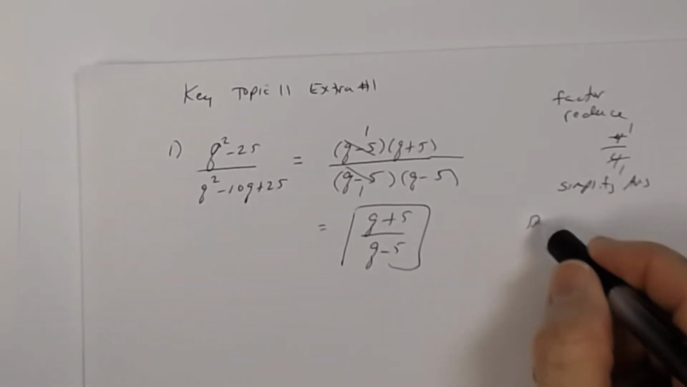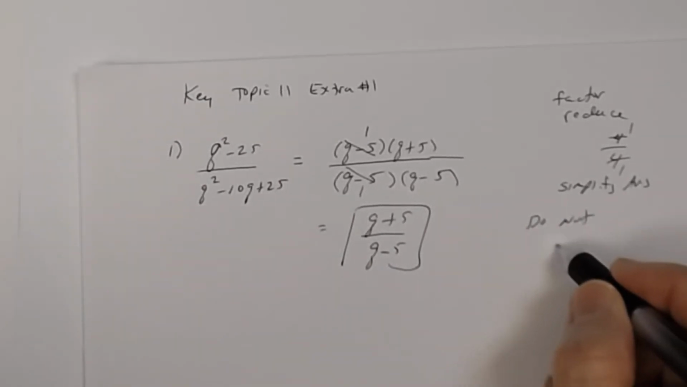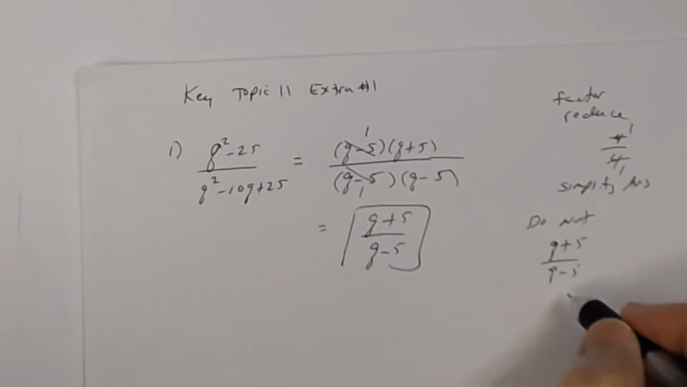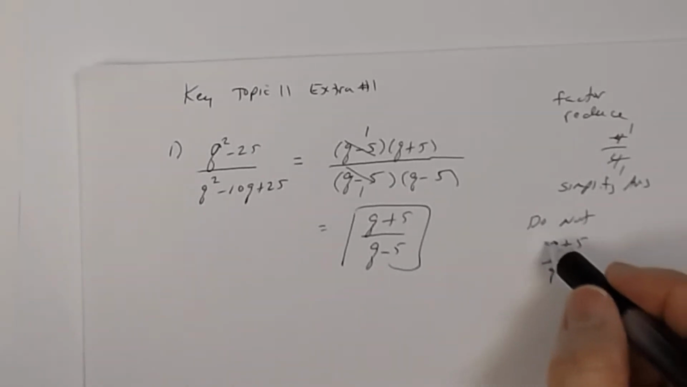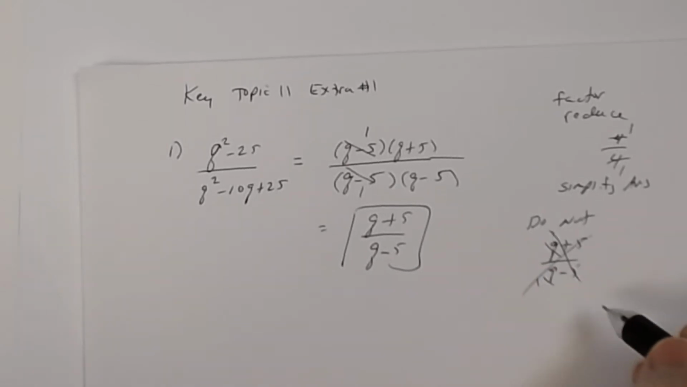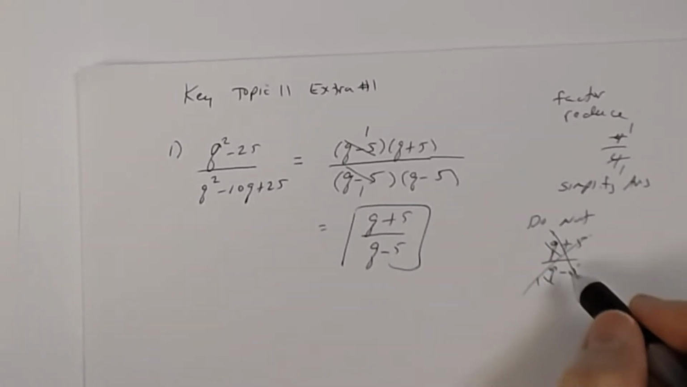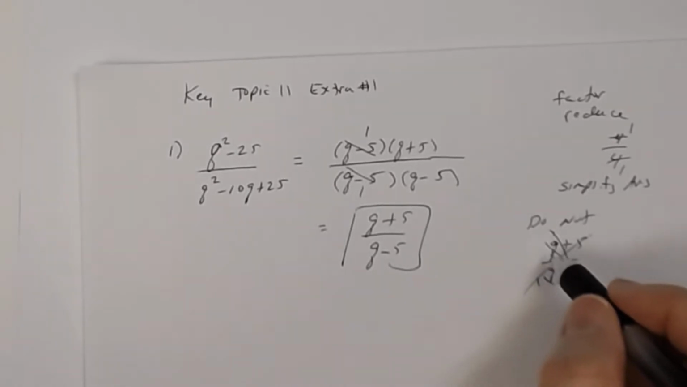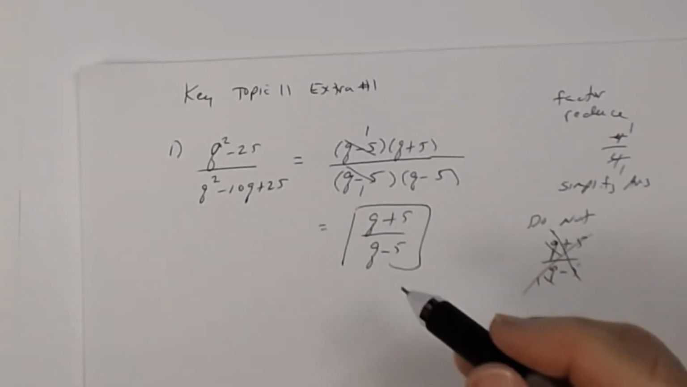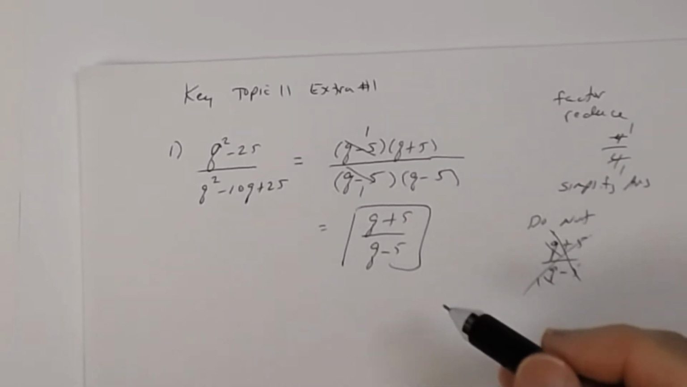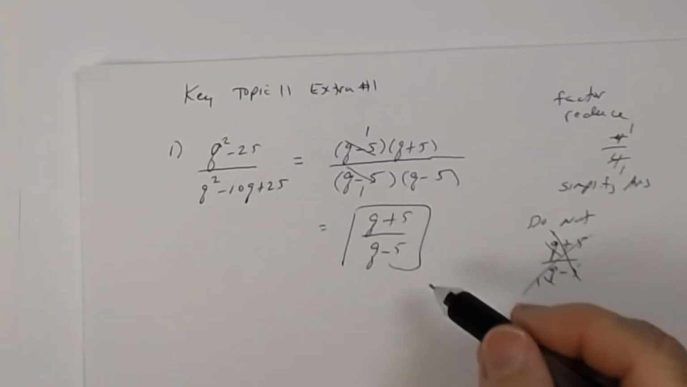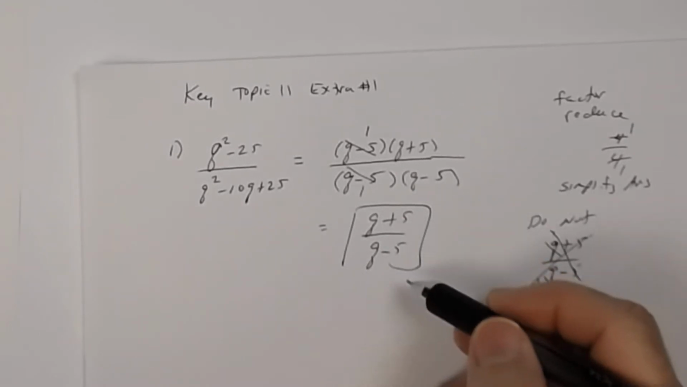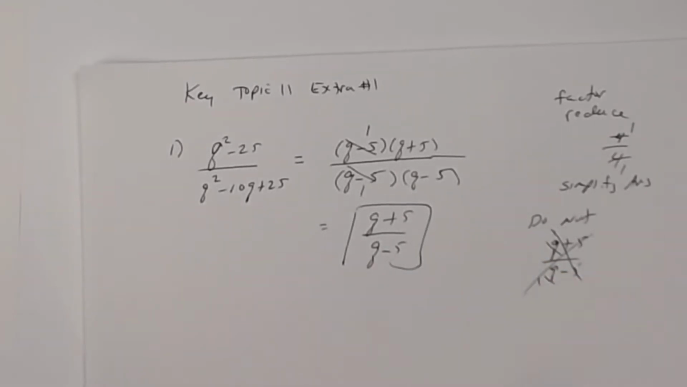Do not, and some students do this without thinking, or maybe they're not sure what to do, some students see the q's and they want to do this. You cannot do that, okay, because these q's are not factors. The q plus 5 is a factor. q is a term of a factor. All right, so remember, you can only reduce factors, okay, not terms. These are terms. 5s are terms, okay, so be careful.